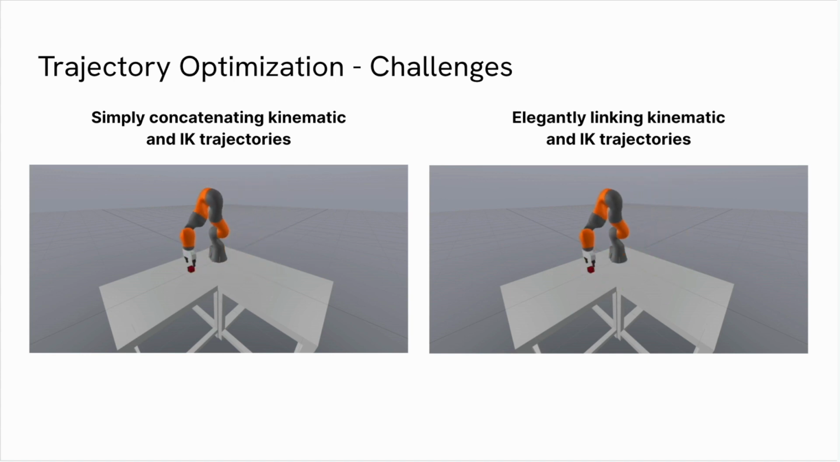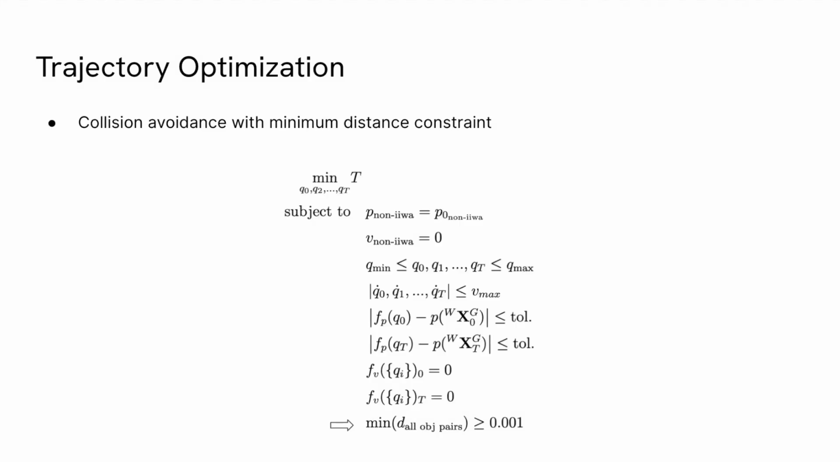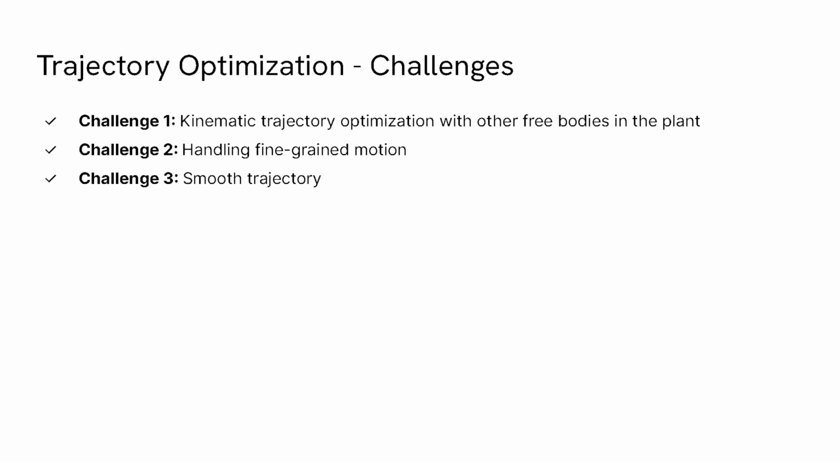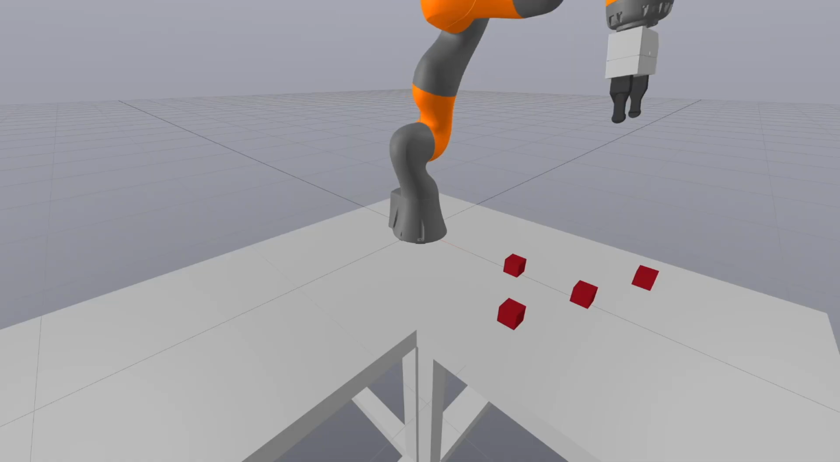elegantly. We can also add a minimum distance lower bound constraint to enable collision avoidance. The IWA arm successfully avoids the cube welded in space with collision detection. Solving these three challenges, we're able to have the IWA pick up 4 scattered cubes and make a simple pattern.